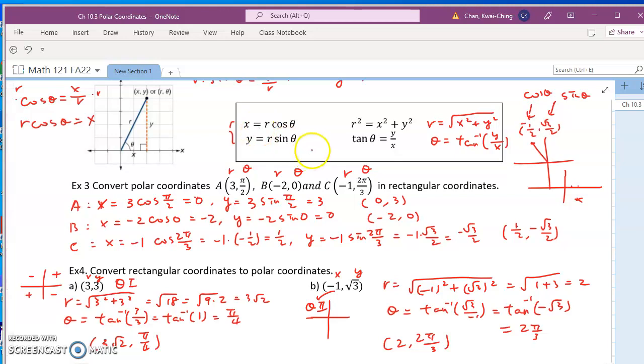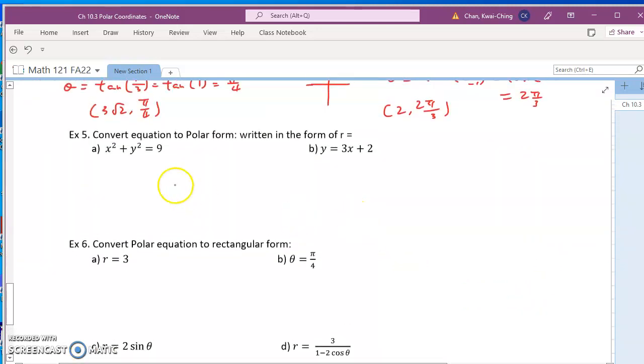between the two coordinate systems. So that means if you have an equation with x and y, you would replace x squared plus y squared with r squared, and you would replace r cosine theta by x and r sine theta by y. Okay, so basically like this.